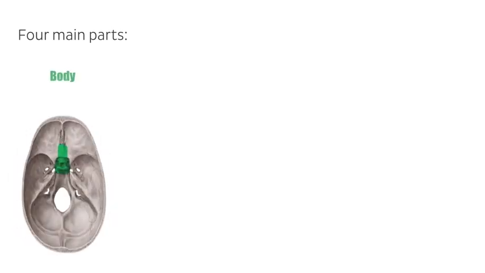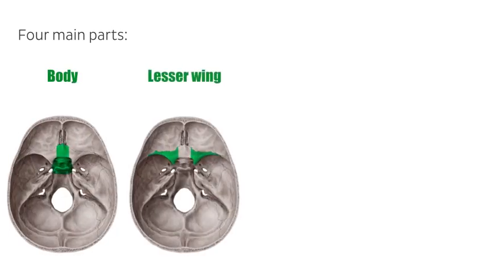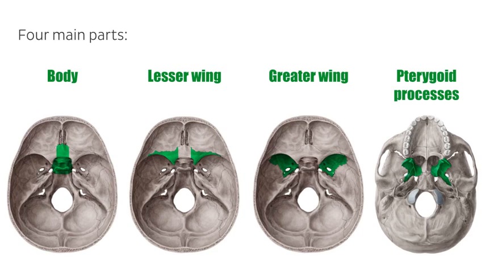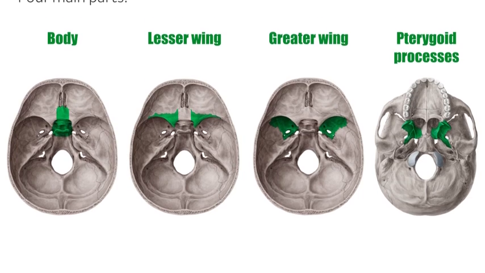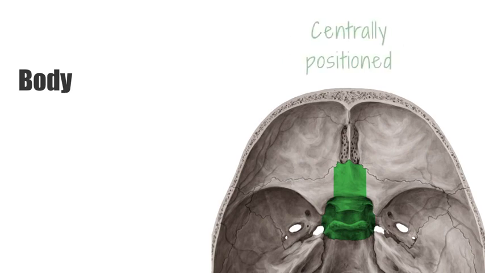There are four main parts to the sphenoid bone: the body, the lesser and greater wings, and the pterygoid processes. The body is the most centrally positioned portion.